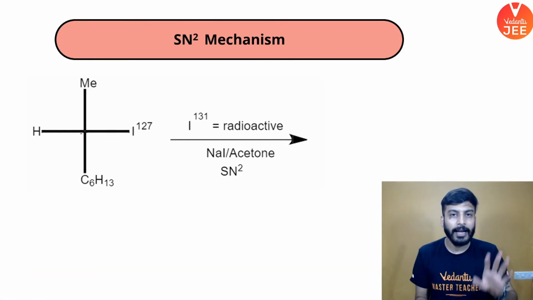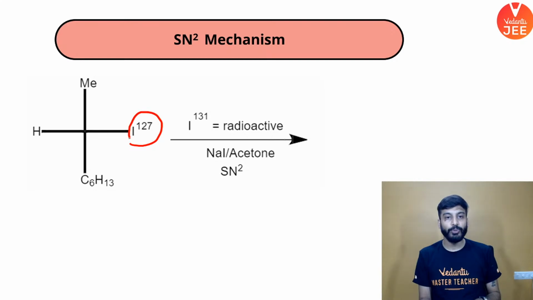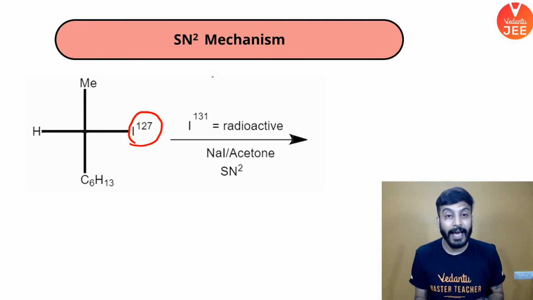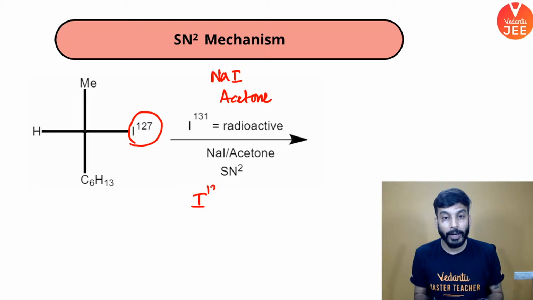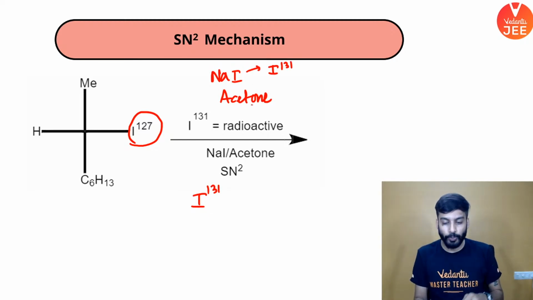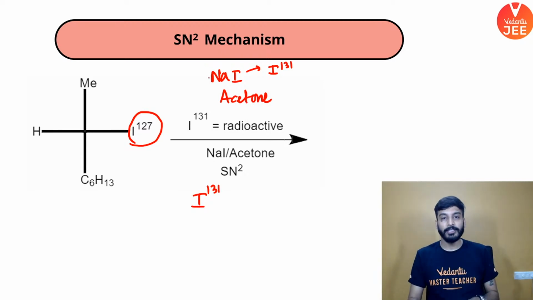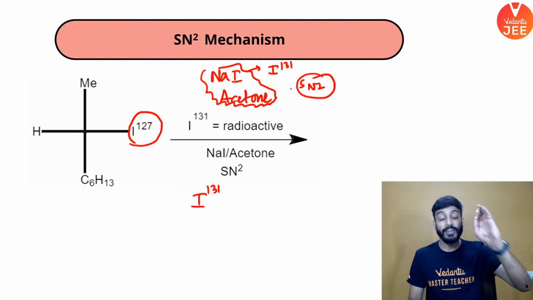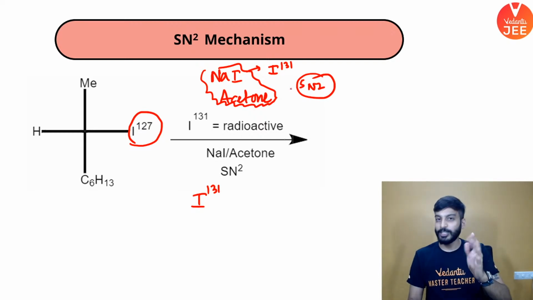He has taken a chiral compound with iodine 127, and he used NaI in the presence of acetone. This is a classical setup, and the isotope of iodine used is 131. This is a classical setup for SN2. NaI and acetone is a very good reagent for SN2, as I told you just now. And I minus is a very good, strong nucleophile. So this point is clear.